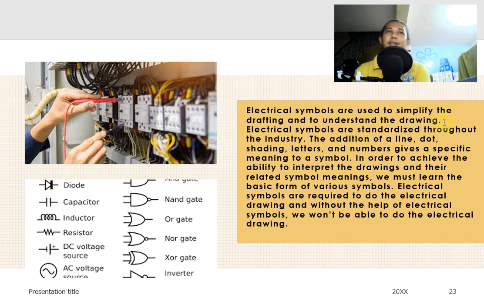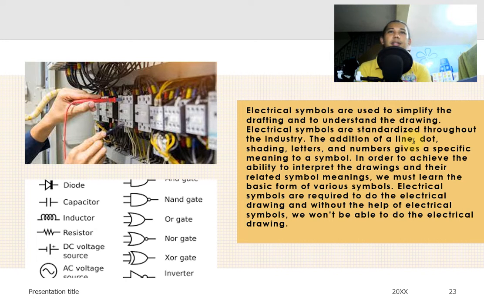Used to simplify. Kasi for example, if you are going to draw the actual image of the electrical parts and utilities ng electronics, mapupuno yung drawing natin, yung floor plan natin. So that's why it uses symbols to simplify everything. Electrical symbols are standardized throughout the industry. So addition of the lines, dots, shading, letters, and numbers gives a specific meaning to symbols in order to achieve the ability to interpret the drawing and their related symbol meanings.